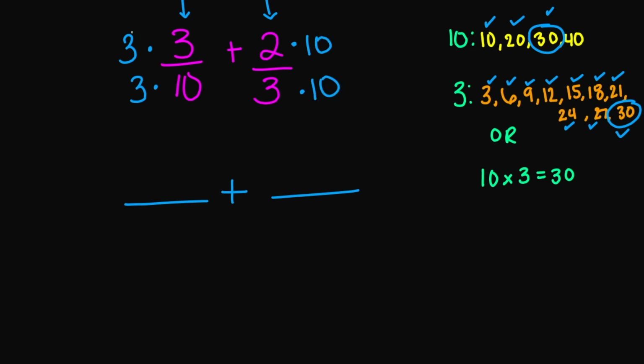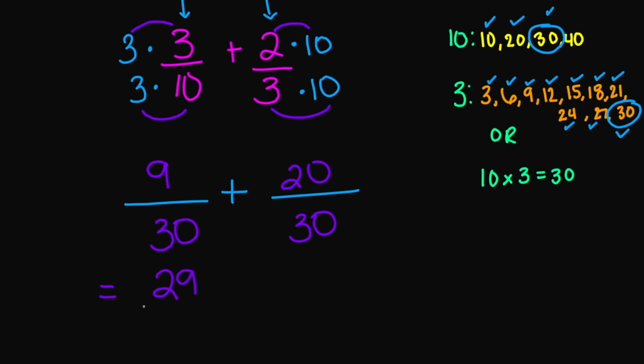So now let's multiply. 3 times 3 is 9. 3 times 10 is 30. Let's look over here. 2 times 10 is 20. And then you have 3 times 10 is 30. Now that my denominators are the same, I'm going to add my numerators. So 9 plus 20 is 29. And then that's going to be over 30. So I do not need to simplify any further. So this is my final answer.